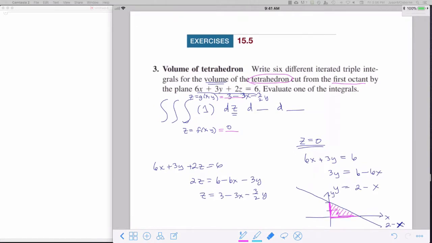Okay? So now you can say that the limits, if you want to do this as one of the orders, would be dy dx. Y would go from 0 up to the equation of this line, 2 minus x, and then x would go from 0 up to where that line crosses, at x equal to 2. Okay, so that is one particular setup of the volume integral.